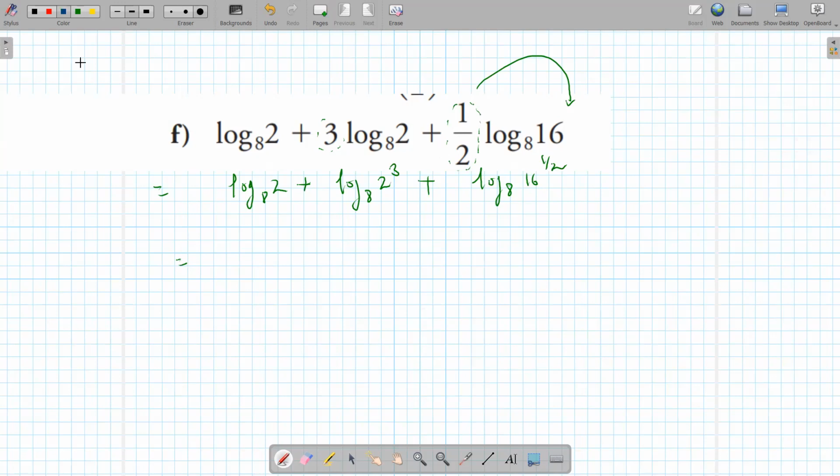Good? So we have log base 8 of 2 cubed plus log base 8 of 16 to the power of 1 over 2. What's 2 cubed? It's 8. What about 16 to the power of 1 over 2? It's not 8. Try again. 16 to the power of 1 over 2 is not 8. 16 times 1 over 2 is 8, but not 16 to the power of 1 over 2.